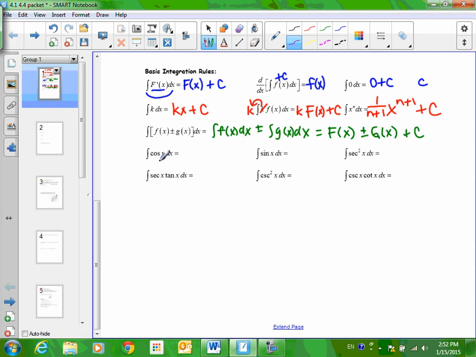Whose derivative is cosine x? Sine x. And we need a plus c here. The integral of cosine x dx is sine x plus c, because the derivative of sine x plus c is cosine x. All right, now watch what I'm going to write next here.